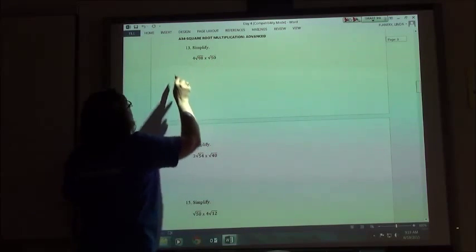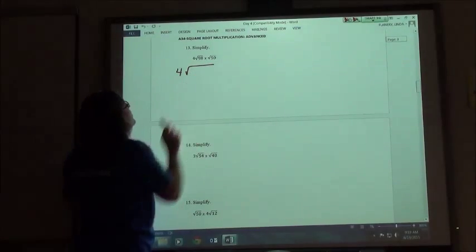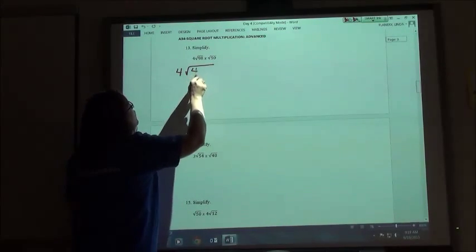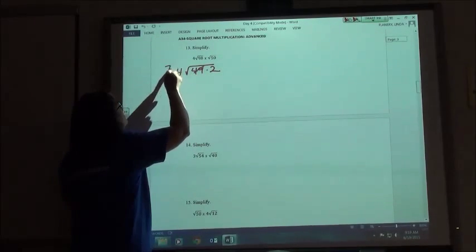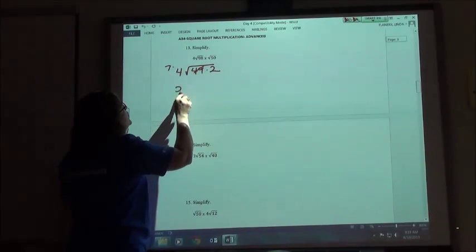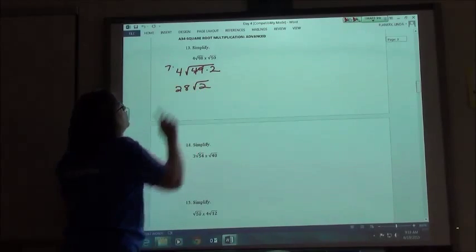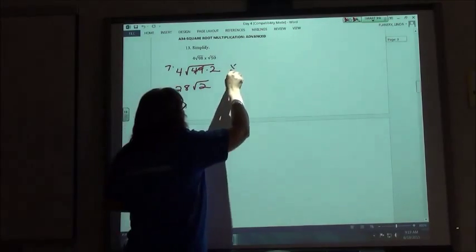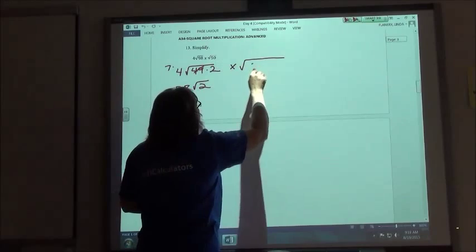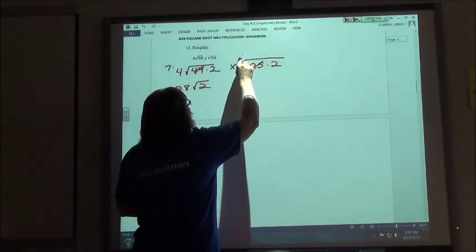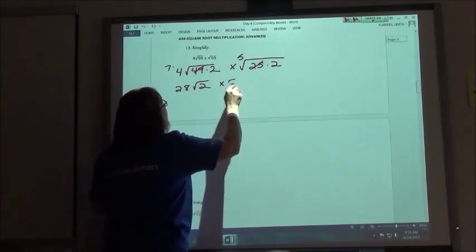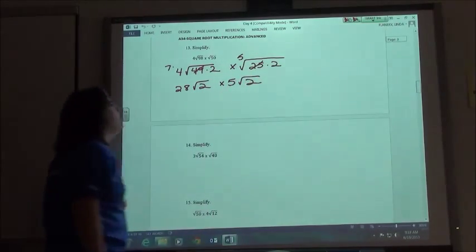And so here I have 4 square root of 98. 98 is 49 times 2. Square root of 49 is 7. So 7 times 4 is 28, square root of 2. Then I have times the square root of 50. 50 is 25 times 2. Square root of 25 is 5, so I get 5 square root of 2.